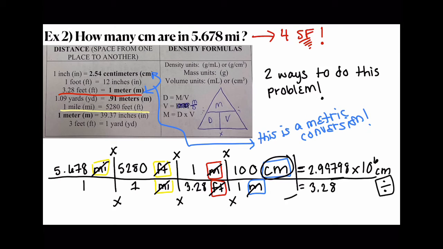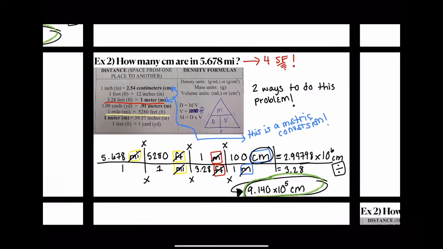Then you're going to divide by 3.28. And then you're going to get this answer down here at the bottom. And that is in the correct number of significant figures. So if you aren't getting the right answer, go back and do it again.